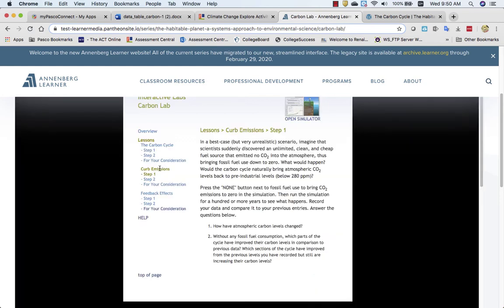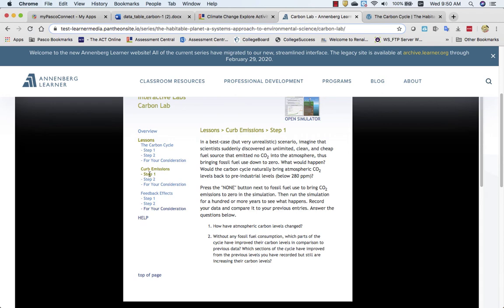There's a little bit of an overview. In the best case scenario, imagine that scientists suddenly discovered an unlimited, clean, and cheap fuel source that emitted no carbon dioxide in the atmosphere, thus bringing fossil fuel use down to zero. What would happen? Would the carbon cycle naturally bring atmospheric carbon dioxide levels back to pre-industrial levels, below 280 parts per million? Press the None button next to fossil fuel use to bring CO2 emissions to zero in the simulation. Then run the simulation for 100 or more years to see what happens. Record your data and compare it to your previous entries.